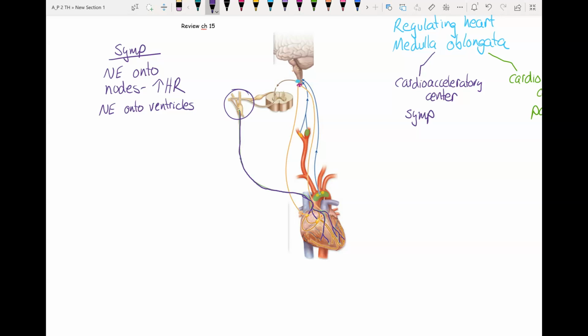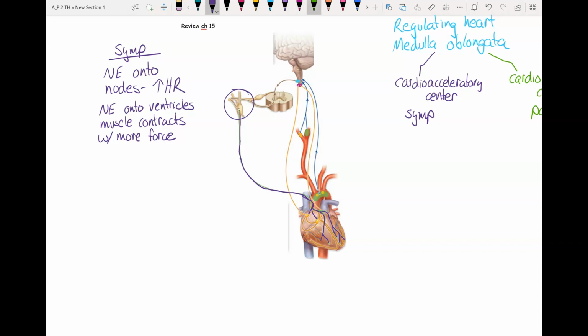So think back to chapter 15. Sympathetic causes the heart to beat faster and with more force. So the norepinephrine on the ventricles will make the muscle contract with more force. That's why when you're having an adrenaline rush, you can feel your heart pounding in your chest because you're getting more force out of those ventricles.